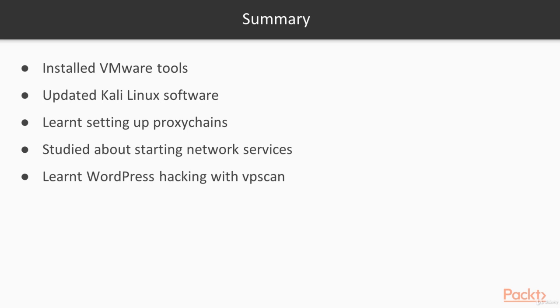Right after that, we looked at starting our different network services, for example SSH and Apache, that were very essential, and we also learned how to start the different services on Kali Linux. To wrap up the section, we looked at a quick win where we were looking at WordPress hacking with WPScan. We used WPScan to brute force a login on WordPress.